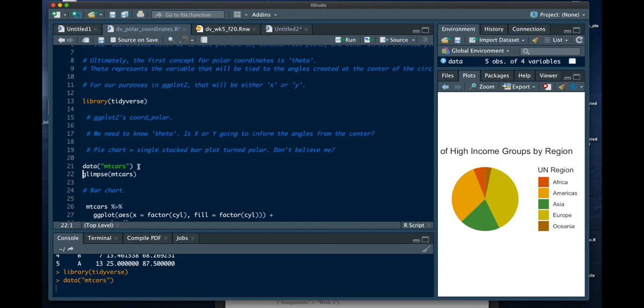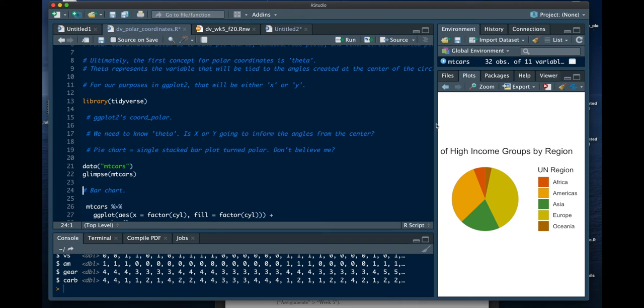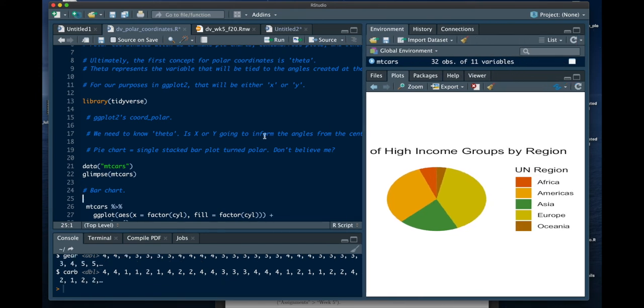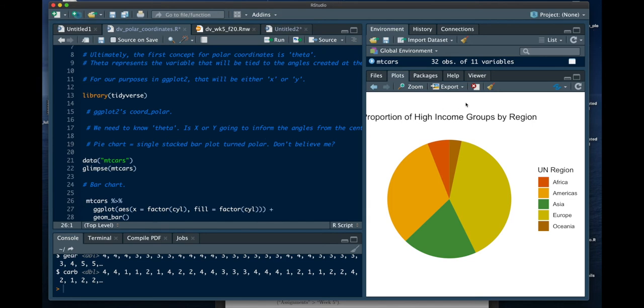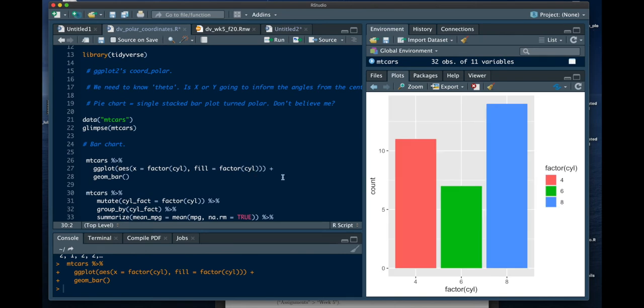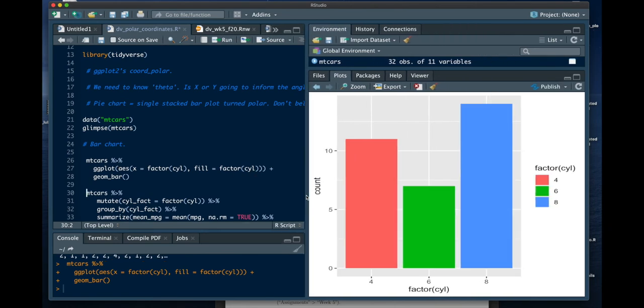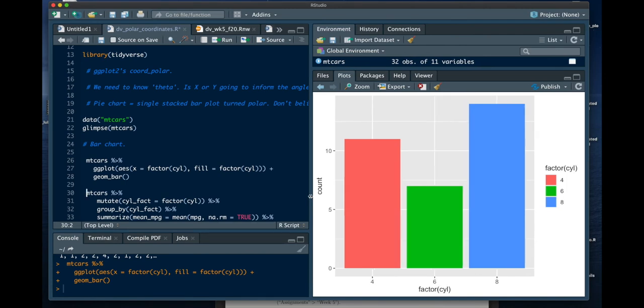I'm going to use the mtcars data set for this because it's ready made in R. So we're going to just start by making a bar chart. Now, please feel free to ignore the plot that's currently there. That is from working on an assignment. So I've got a basic bar chart here. It's just a bar chart with the count of the number of cars in the mtcars data set based on how many cars have either four or six or eight cylinders in the engine.